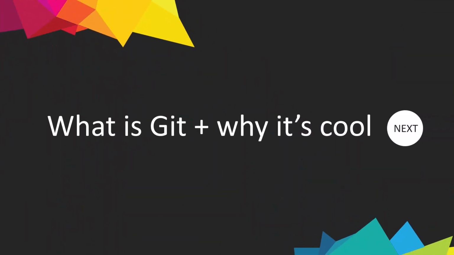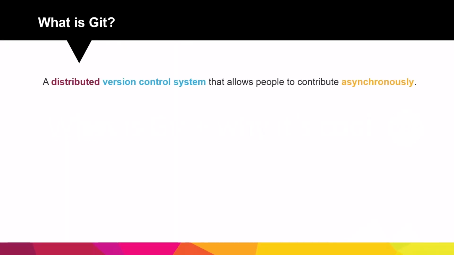Okay, let's get started by talking about what is Git and why it is cool. Okay, start with the definition. Git is a distributed version control system that allows people to contribute asynchronously. That's quite a mouthful and really complicated, so let's break that definition down and make it a little bit more digestible. Let's start with distributed.